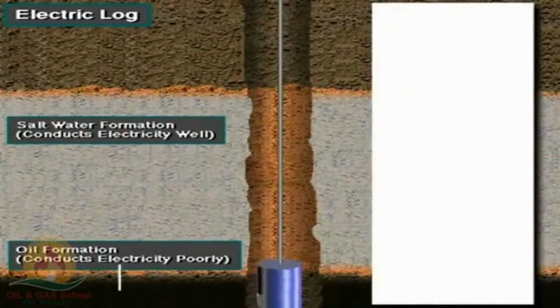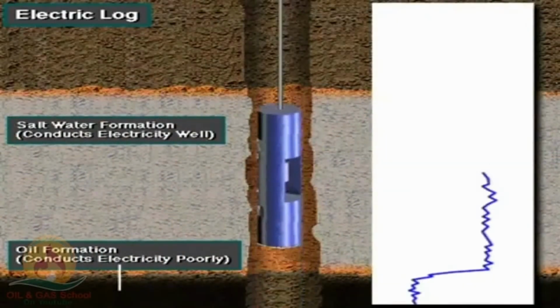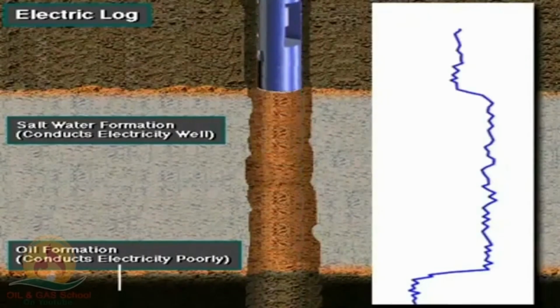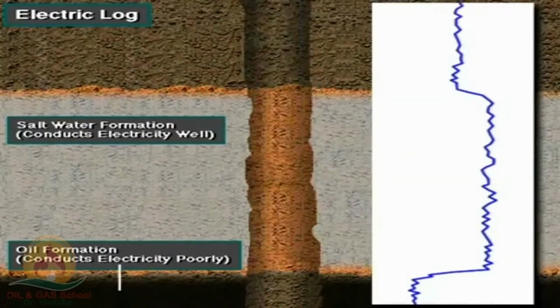A basic premise of the simplest electric logs is that salt water conducts electricity considerably better than oil. Thus, a formation containing oil deflects the log's curve differently from a formation containing salt water.